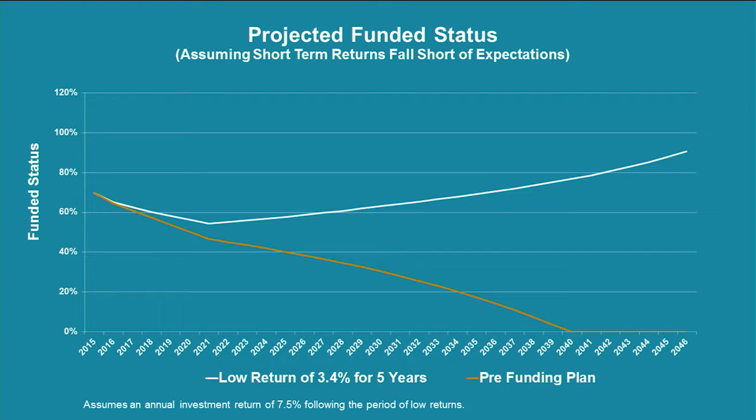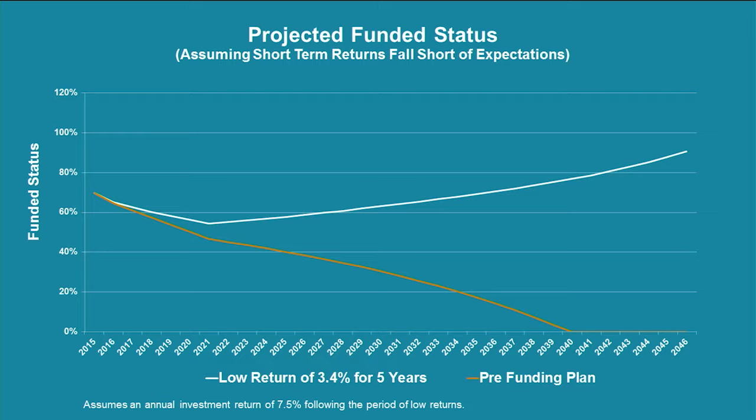So what we did here, we said, what if we earn 3.4% each year for the next 5 years and then earn 7.5 afterward? So you can see the funding level drop. If you look at the white line only first, you can see the funding level drop to actually about 55% funded. And then from that point forward, as you exercise your authority as a board to increase contribution rates, you see the funding levels go up.